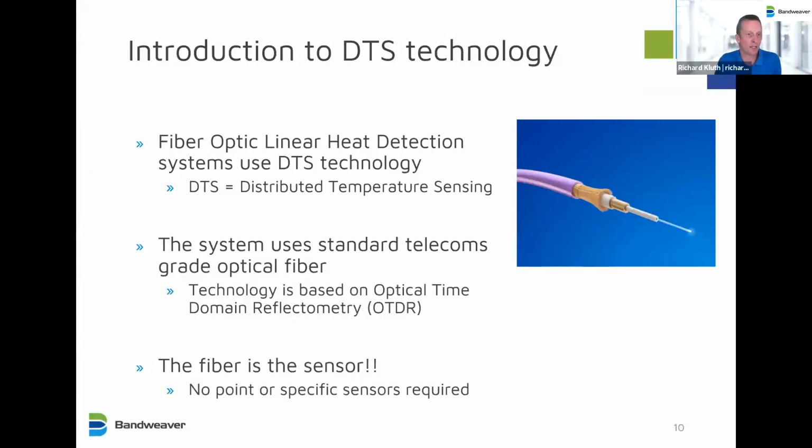So first of all, an overview of the technology, what's behind it. The technology behind the fibre optic linear heat detection is known as distributed temperature sensing, or DTS. The key to this technology is the system operates using standard telecoms fibres and no specific sensors are required. The system uses OTDR technology, which stands for optical time domain reflectometry, which is a bit of a mouthful, but it's very similar to the radar time of flight principle that we'll go through on the next slide. But the key takeaway is that the fibre is the sensor.